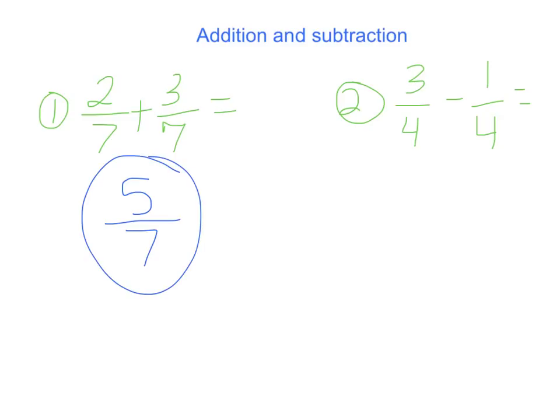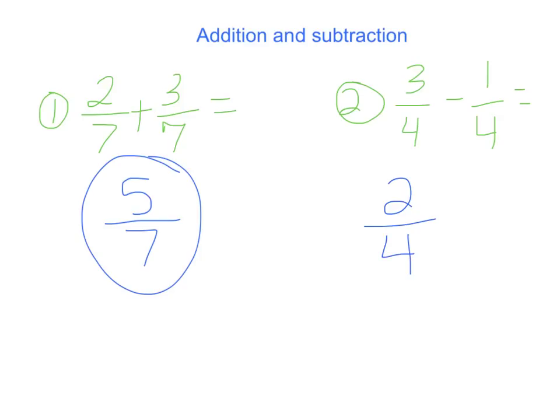Okay. Number 2. All right, now we're actually going to subtract them. Subtraction works exactly the same way as addition, except we have a subtraction sign. So we look at our denominator, and our denominator is the same. We both have a 4, so we're good to go. So we're actually just going to take 3 minus 1 this time to give me 2. Remember, keep the denominator the same, so 2 over 4.